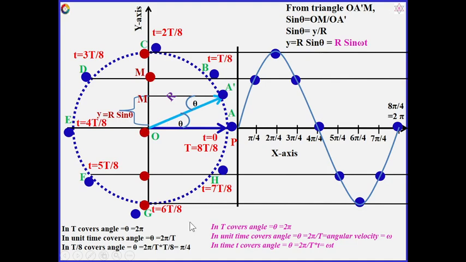We know that in time t the pointer covers the angle 2 pi. In unit time it is 2 pi by t. This 2 pi by t is nothing but the angular velocity omega. So in time t, it will cover the angle theta equal to 2 pi by t into t. 2 pi by t is nothing but omega, so omega t. So instead of theta we can write r sin omega t. This is another form of the wave equation or simple harmonic motion. This t represents any instantaneous time.